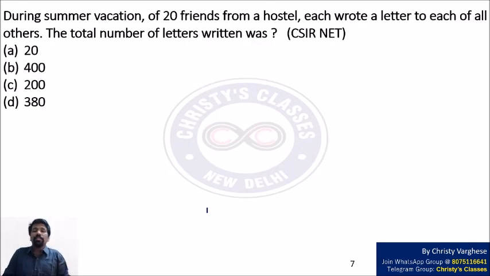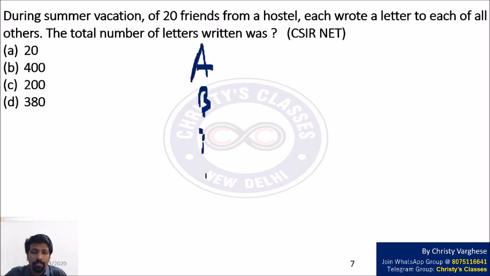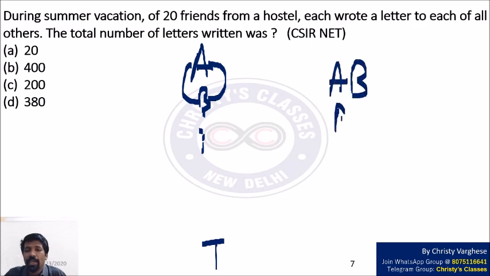So I will show you another CSIR-NET problem from the same topic. Try this question. Happy to see more people responding. Very good. So this question: during summer vacation, 20 friends from a hostel each wrote a letter to each of all others. Sending letters, how is it? A, B, C, D up to 20 people till T. A sending a letter to B, that means B sends another letter to A. So order matters, AB is one letter, BA is another letter.